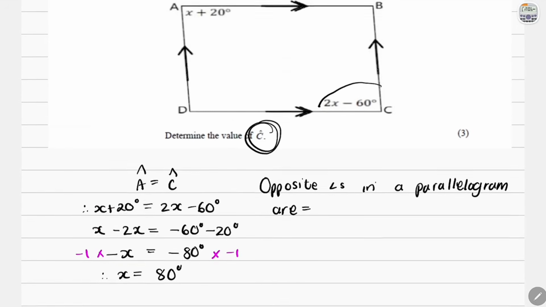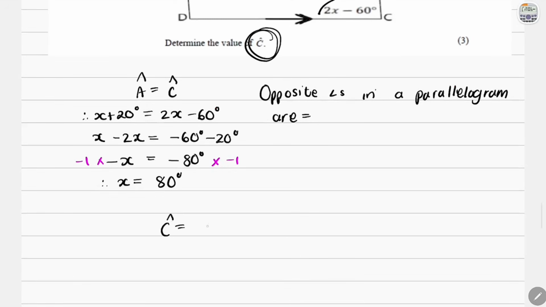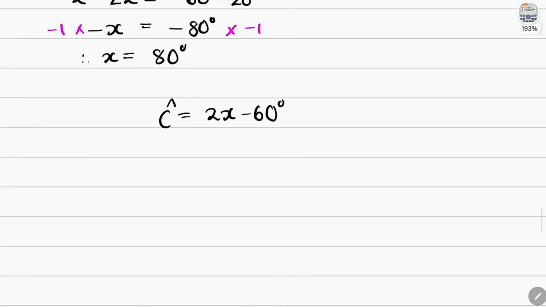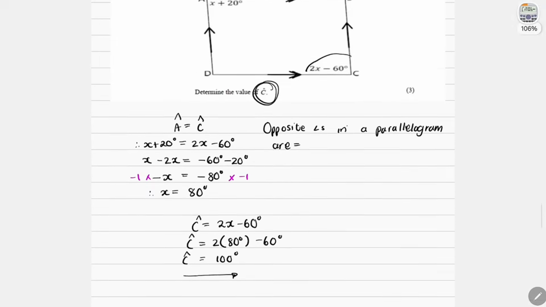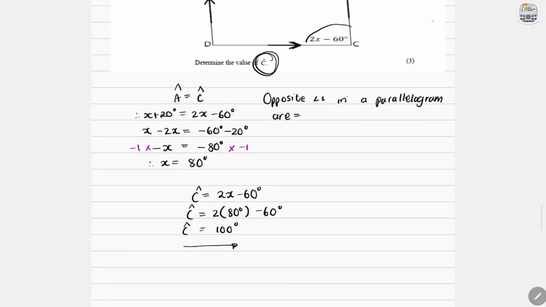So angle C, as we can see, is equal to 2x minus 60 degrees. But we know what x is now. So angle C is equal to 2 times 80 degrees minus 60 degrees. Okay, 2 times 80 degrees is 160 degrees, and then minus 60 degrees is 100 degrees. So angle C is equal to 100 degrees. And that is our answer. Moving on to the next question.